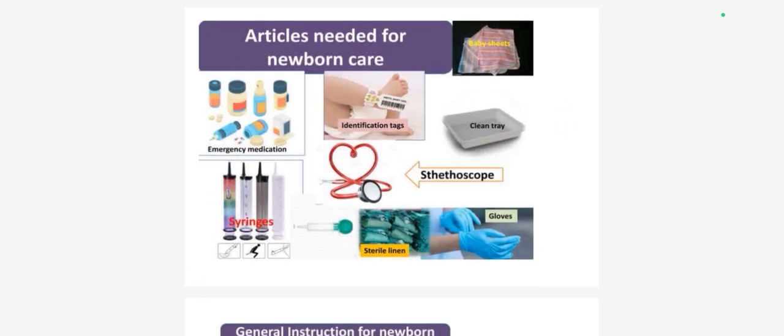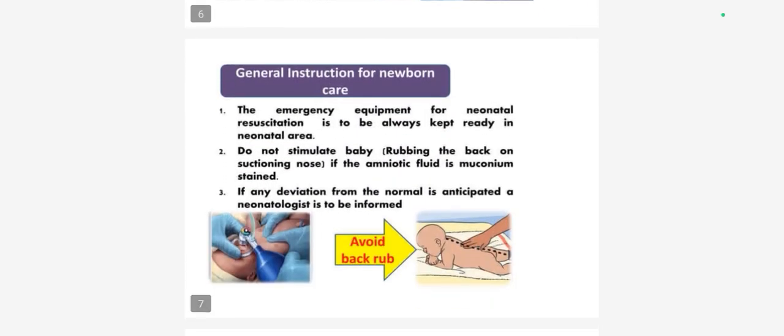Articles needed for newborn care also include emergency medications like vitamin K, which we give as a 1 ml IM injection, and any type of immunization if possible. Identification tags are important to identify the mother of the baby. A clean tray should be kept ready to receive the baby. A stethoscope to check the vitals of the baby, pulse and respiration. Syringes for aspirating any type of secretions in the baby. Sterile linen for receiving the baby and to maintain a warm environment. Gloves to prevent infection.